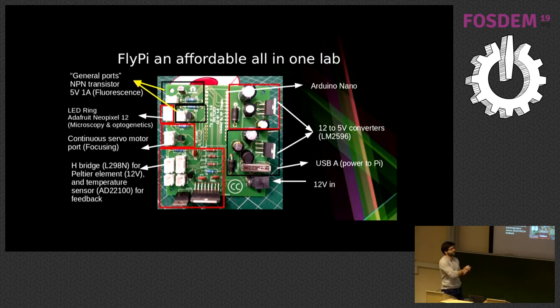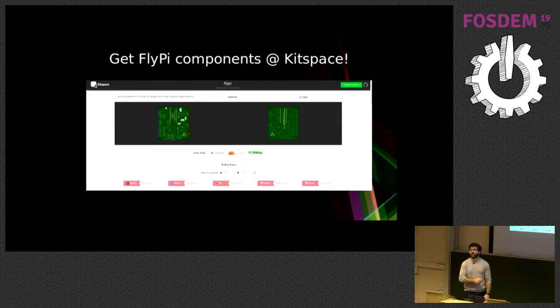And you have an H-bridge, which you could normally use for driving motors, but we use it to drive a Peltier element, with a temperature sensor that gives a feedback loop so that we can nicely control the temperature of this Peltier element. If you were here early, you saw information about KitSpace, and we have everything on KitSpace.